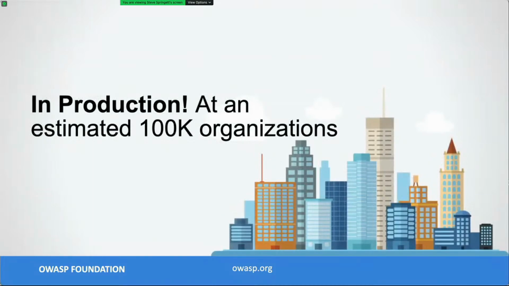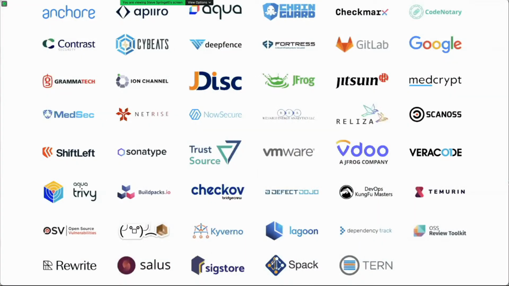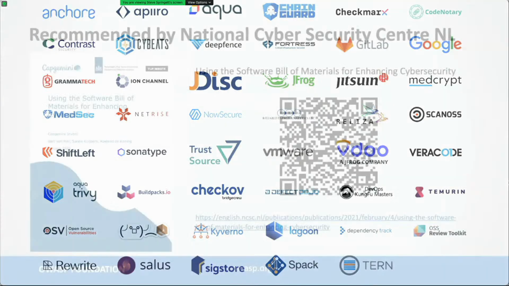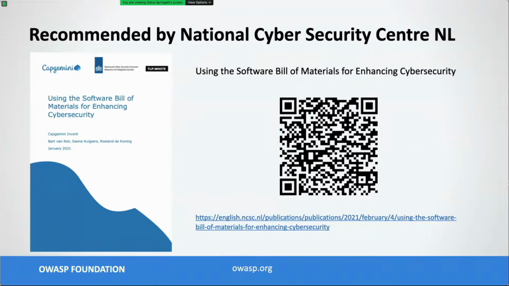CycloneDX is used, again, by a lot of organizations. There's an estimated 100,000 organizations using this in production today. And these are some of the projects and vendors that support the spec. These are just the ones that we know of. I'm sure there are many, many more. But interestingly enough, multiple world governments have come out in support of CycloneDX. And NCSC, right here in the Netherlands, was one of the first last year to come out in support of CycloneDX as their preferred format. It's an interesting read. I would highly encourage you to take a look at it. It has some really good use cases for SBOM that they go through, and why they were leaning towards CycloneDX as their preferred format. So give this a read. It's interesting.